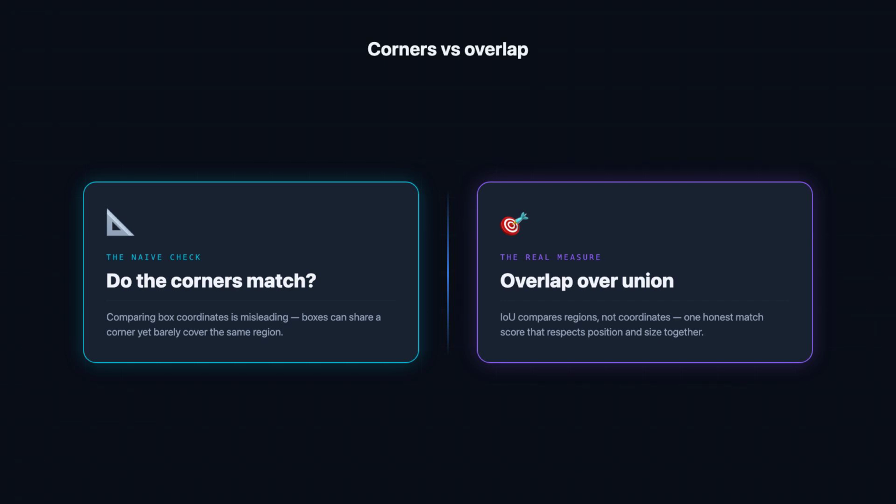Overlap divided by union gives you one honest match score that respects position and size together. Look, that's why it became the shared language for asking how good is this box or this mask across the entire field.